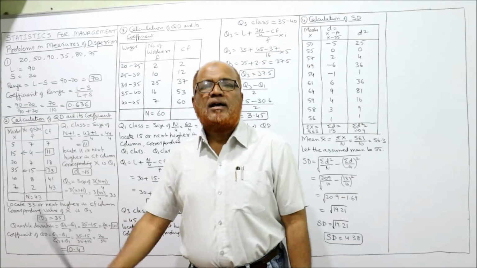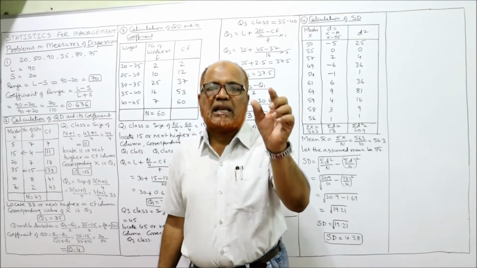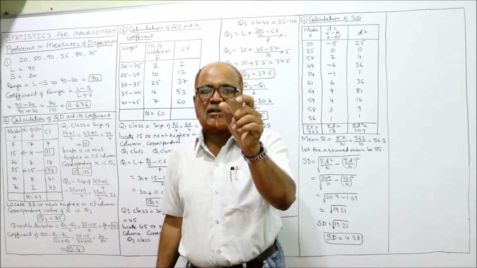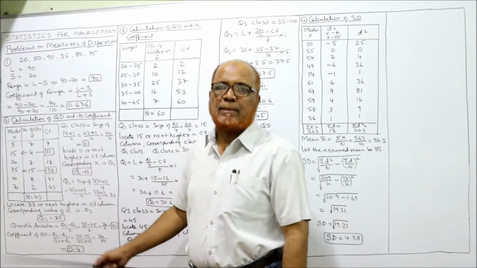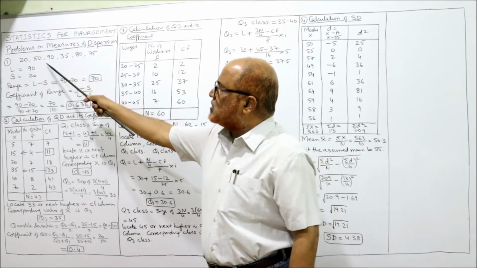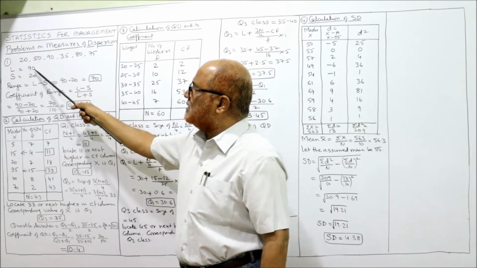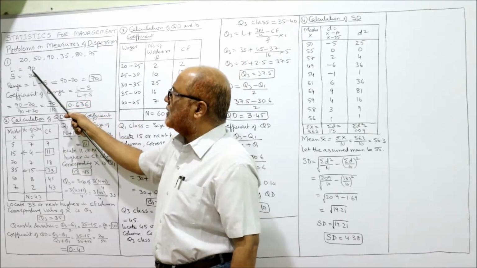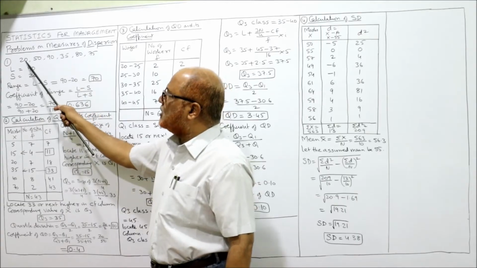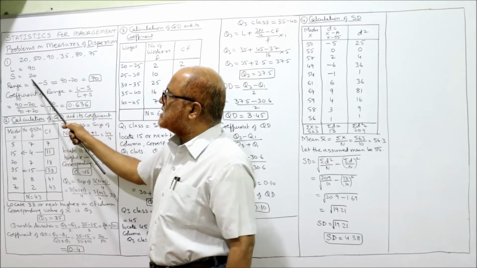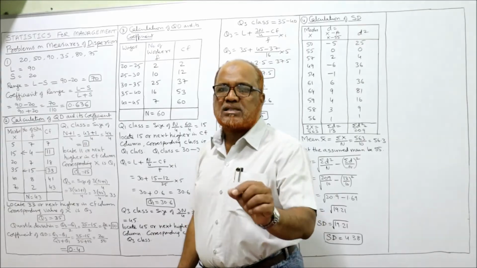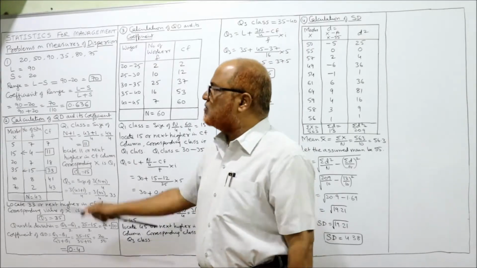It's very simple. The range is the difference between the largest value and the smallest value. Here all the values, 6 students' marks, are given. What is the highest mark here? 90. So L is equal to 90. What is the smallest mark here? 20. The smallest, S, is equal to 20. The largest value is 90, the smallest value is 20.